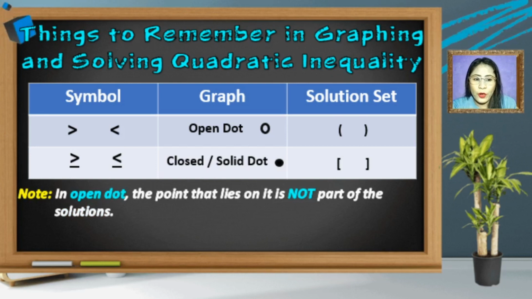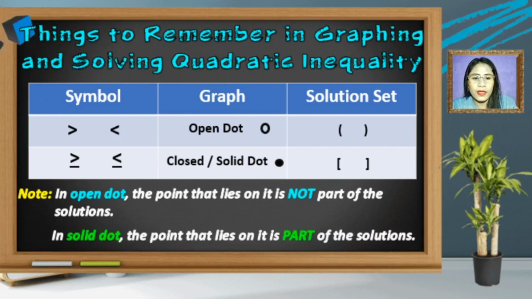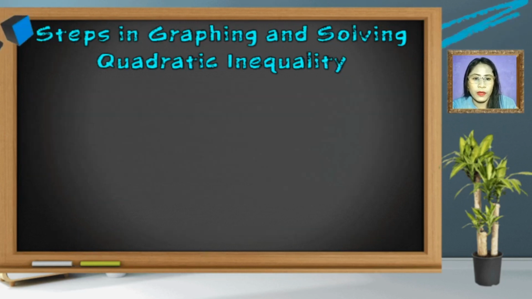In open dot, the point that lies on it are not part of the solution. So, hindi kasama yung point na yon as solution sa ating given inequality. And if it is a solid dot, the point that lies on it is part of the solution. So, kapag naman solid dot, ibig sabihin yung point na naka-lie doon sa ating solid dot, it means yung point na yun is part of the solution or included as a solution.